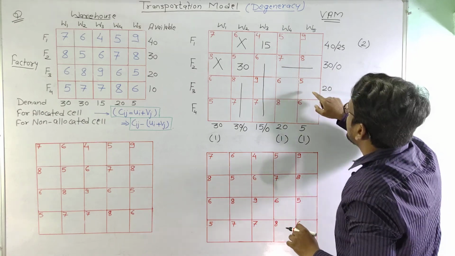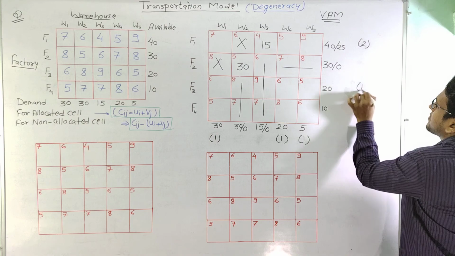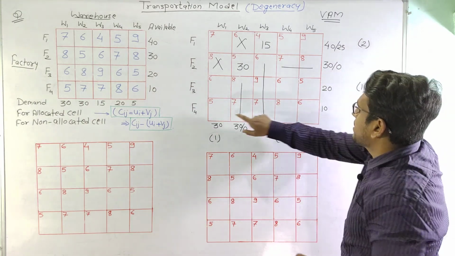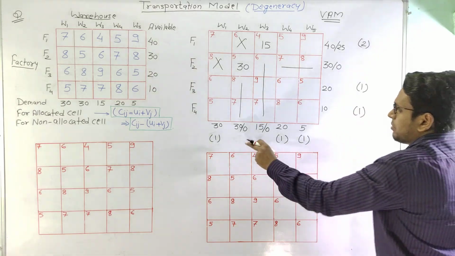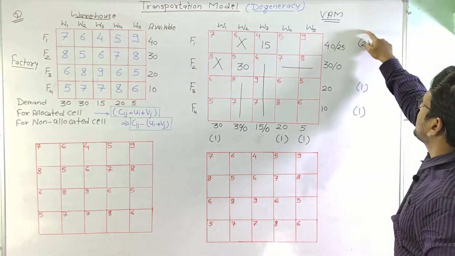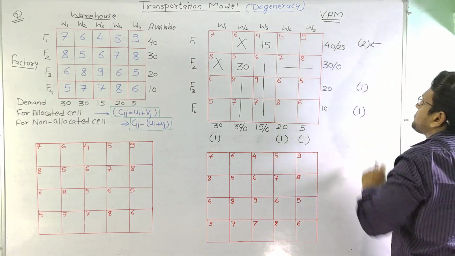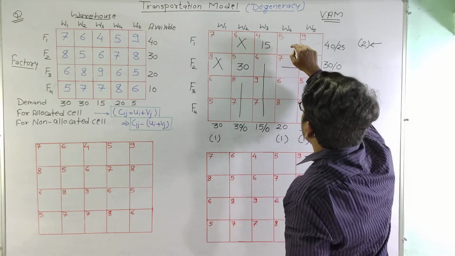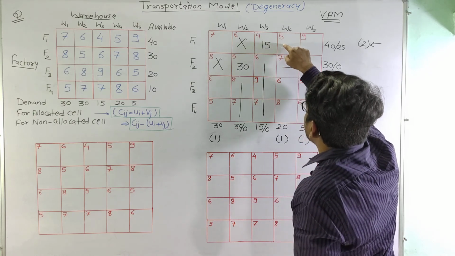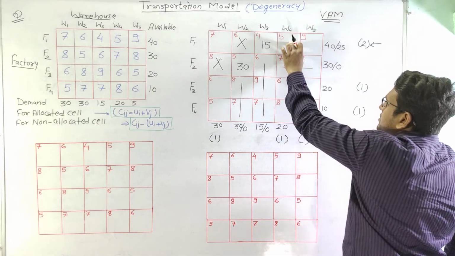So we'll move ahead. Minimum is 5, next minimum is 6, so this will be 1. Minimum is 5, next minimum is 6, so penalty is 1. Now among these we have maximum penalty here. That means we will select this row, and among this row we will find the minimum transportation cost is occurring at this particular cell. So we will try to allocate maximum at this cell.